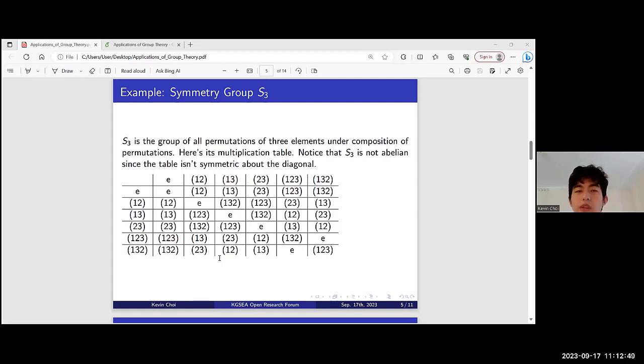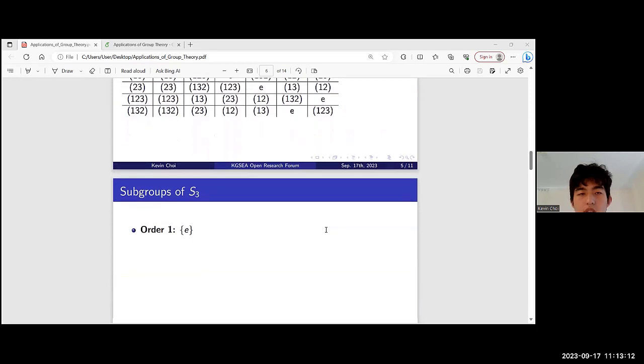And in a multiplication table, to identify whether a group is abelian or not, you just check whether the table is symmetric about the diagonal. And as you can see here, the diagonal shows that the table isn't symmetrical about it. For instance, there's 1, 3 here, but there's 1, 2 over here, and so on.